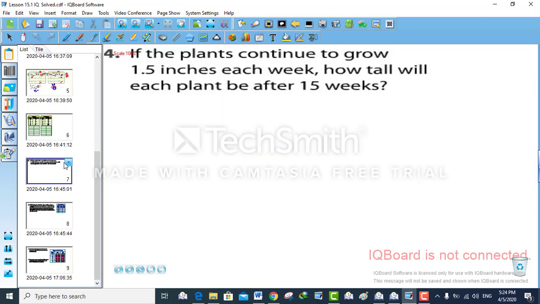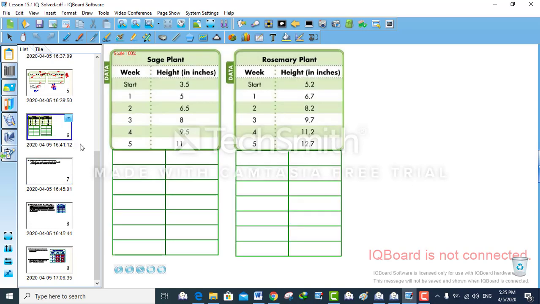As you see here, he's asking if the plant continued to grow 1.5 inches each week, how tall will each plant be after 15 weeks? Okay, after 15 weeks. To know after 15 weeks, we have here another question to know after 10 weeks. How is it going to be after 10 weeks?